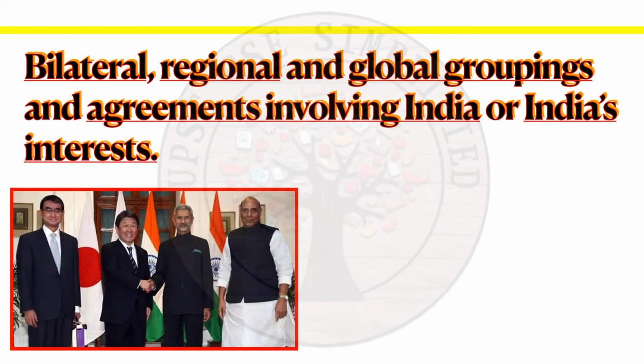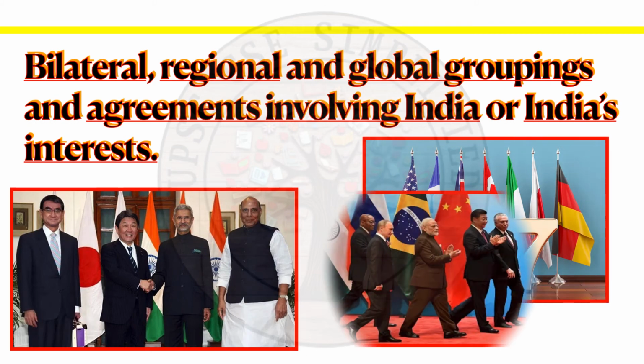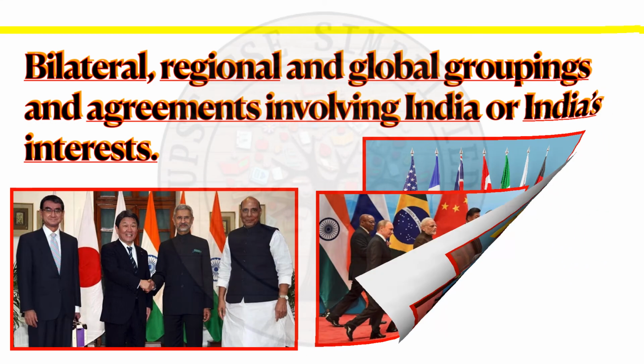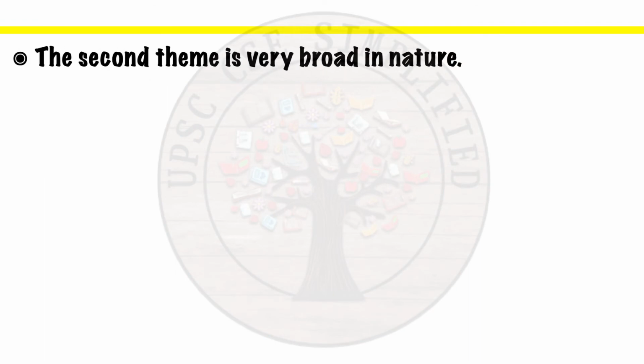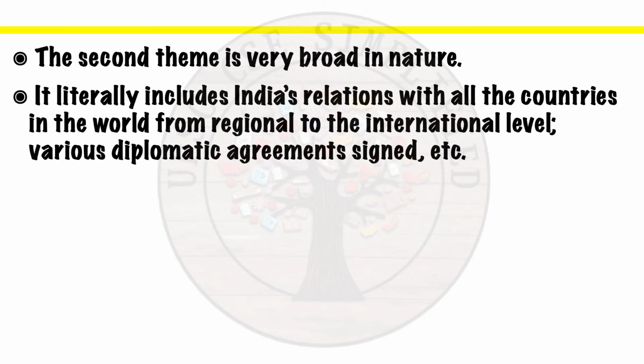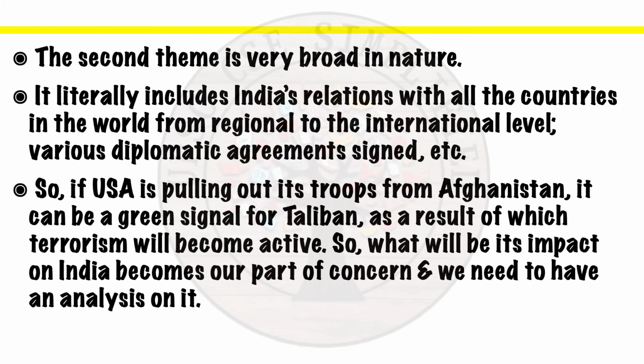Next topic is bilateral, regional and global groupings and agreements involving India or India's interests. For example, 2+2 dialogue, G7 summit or the BRICS summit. So the second theme is very broad in nature. It literally includes India's relations with all the countries in the world, from regional to the international level, various diplomatic agreements signed, etc. So if USA is pulling out its troops from Afghanistan, it can be a green signal for Taliban, as a result of which terrorism will become active.